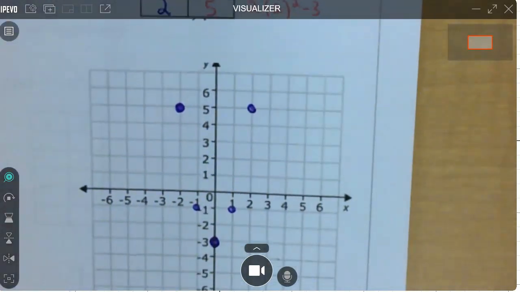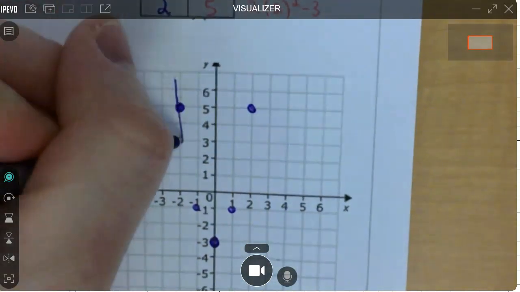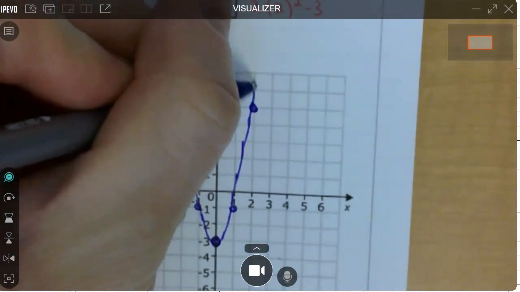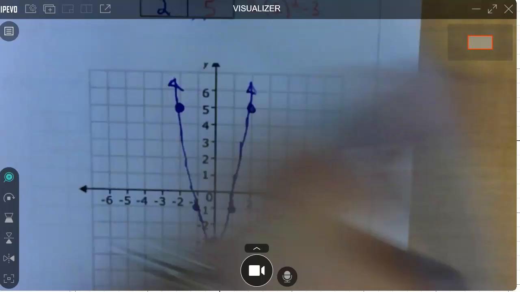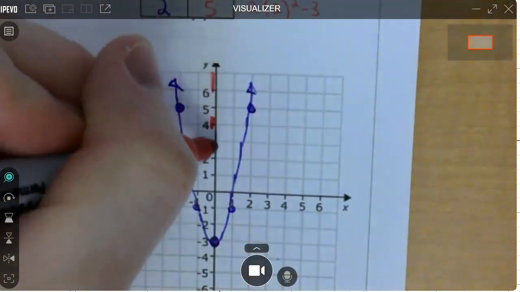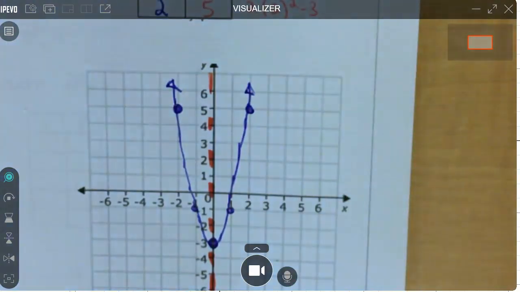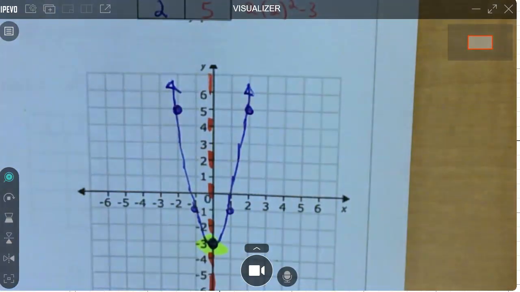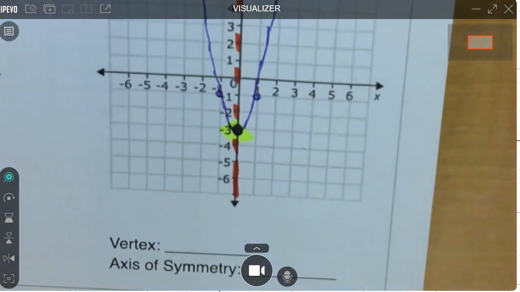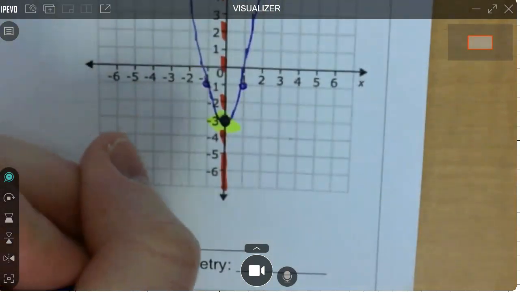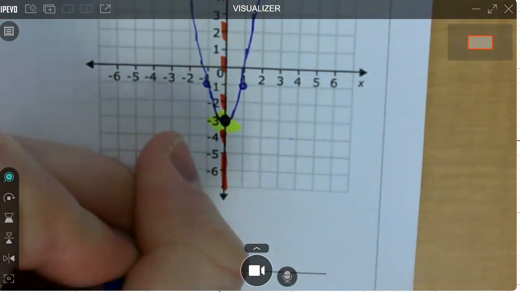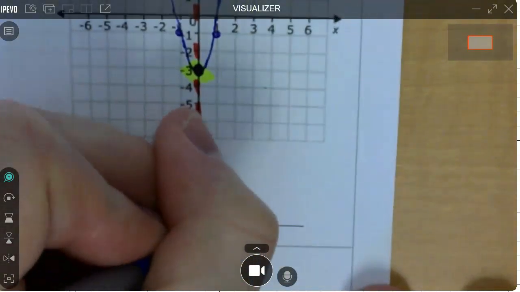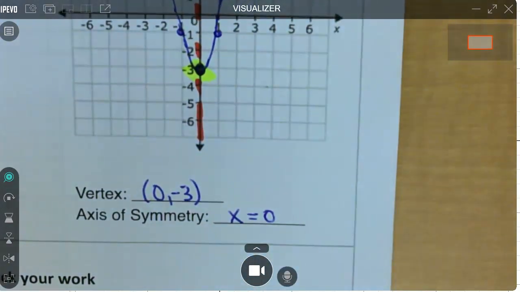So my a value is bigger than 1. That's why this is more narrow than our regular x squared. So there's my graph, my axis of symmetry. I have my vertex. We established where that was going to be already. And now I go down here and I label my information. So my vertex was at 0, negative 3, the c value. And my axis of symmetry is still at x equals 0.